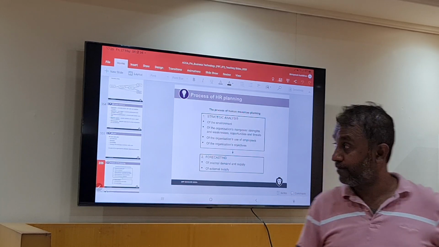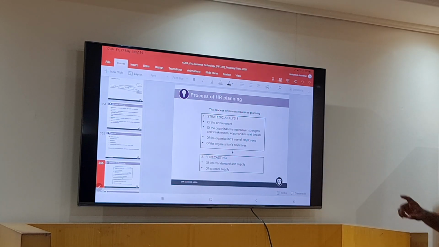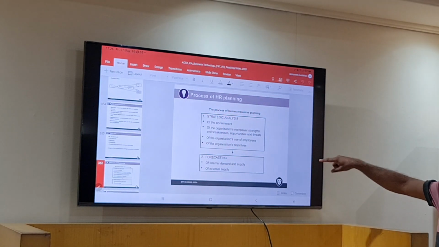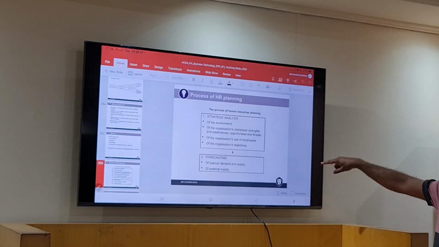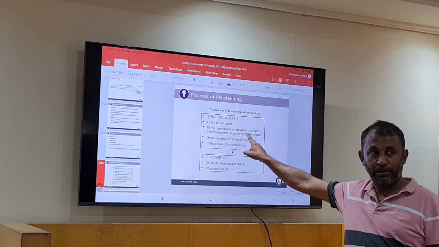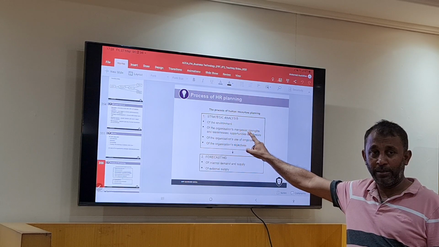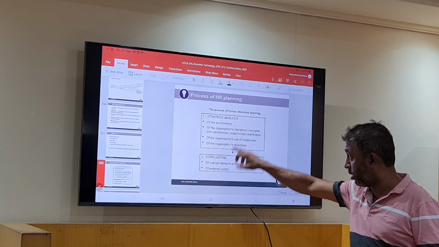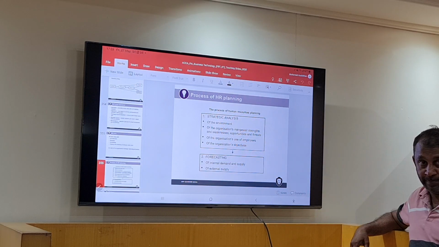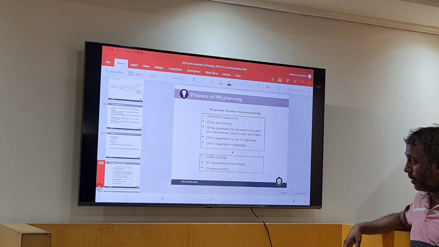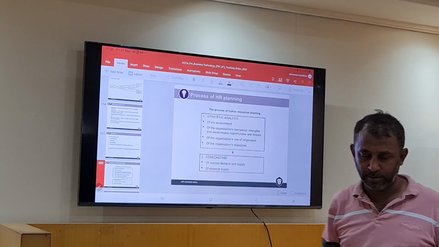Process of HR planning. Human resource planning includes strategic analysis of the environment, of the organization's manpower strengths and weaknesses, opportunities and threats. These four words are SWOT: strengths, weaknesses, opportunities and threats, of the organizational use of employees, of the organizational objectives. Number 2, forecasting of internal demand and supply, of external supply.